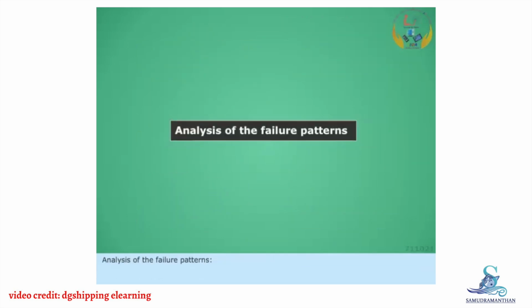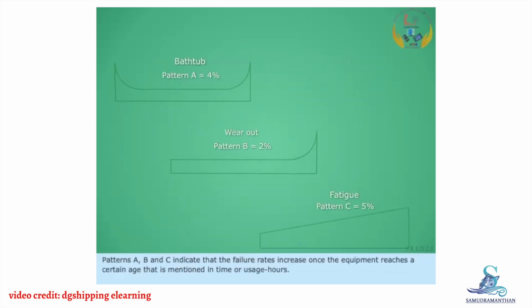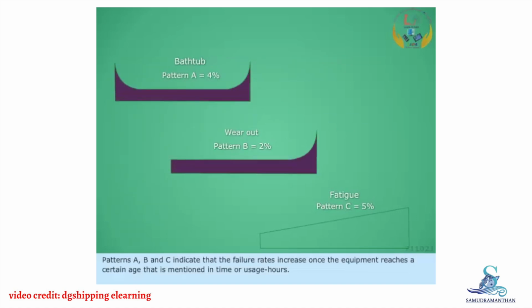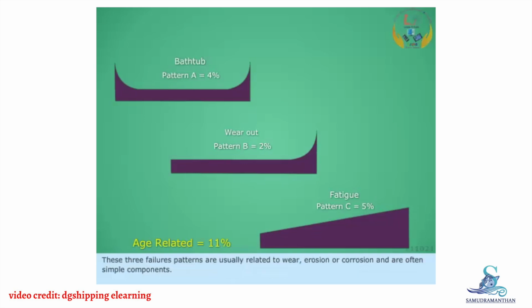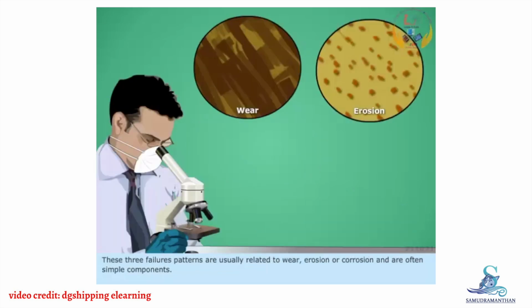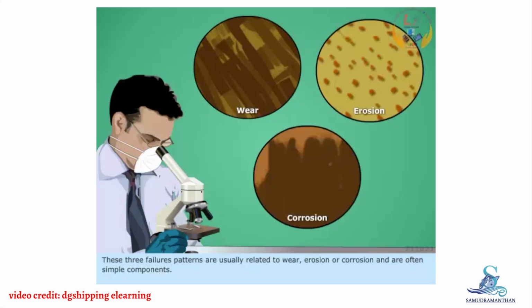Analysis of the failure patterns. Patterns A, B, and C indicate that the failure rates increase once the equipment reaches a certain age, that is mentioned in time or usage hours. These three failure patterns are usually related to wear, erosion, or corrosion and are often simple components.